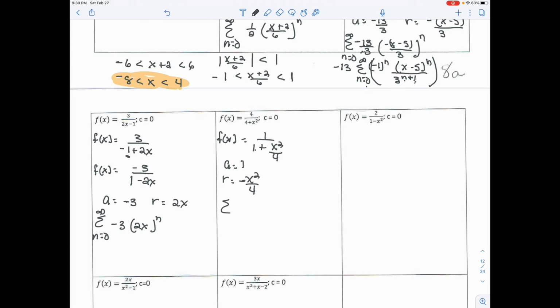So my summation would be 1, and then I'm going to take out that negative 1, and we're going to make that x squared over 4 raised to the nth power. Or if you want to be fancy, you can write it as negative 1 to the n, x to the 2n over 4 to the n.